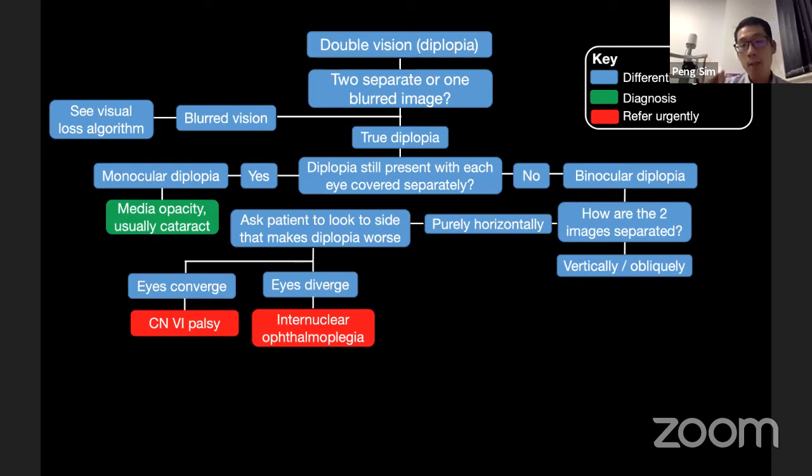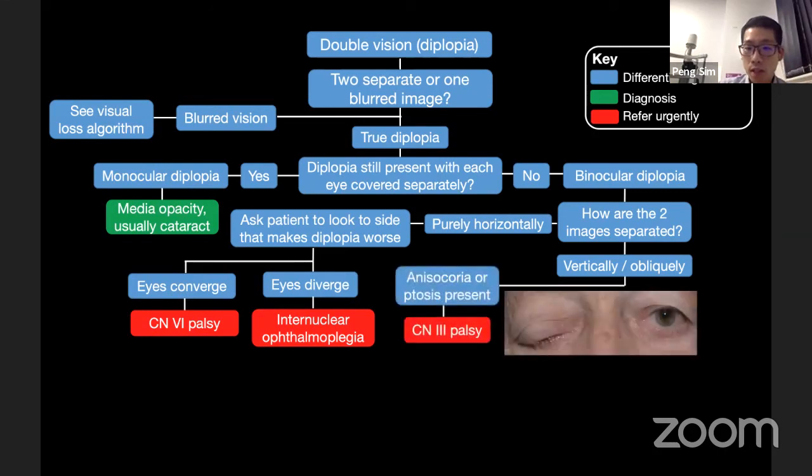When patients tell you that there is vertical diplopia, the next thing that you have to assess is the patient's pupil and also the patient's eyelid, because by looking at the pupil, that gives you a lot of information. If the pupil and the eyelid are involved, then we get really twitchy, because that points towards a problem with the third nerve.